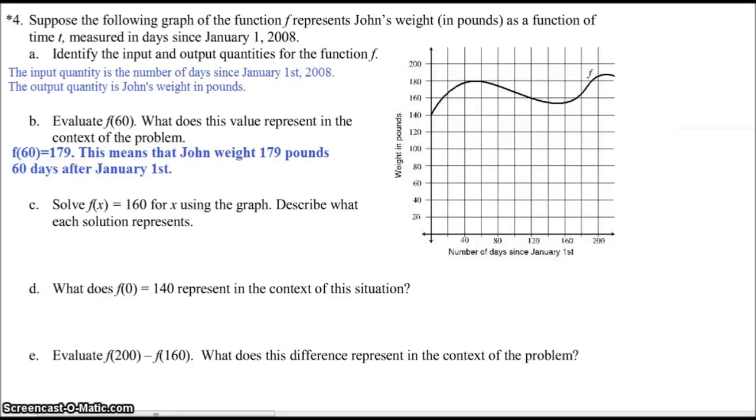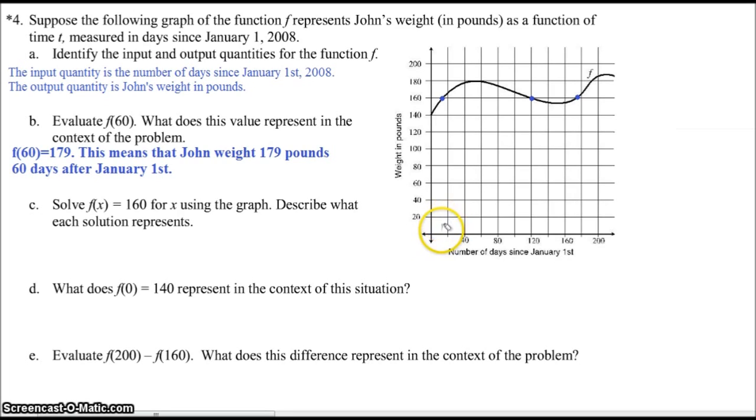Solve f of x equals 160 for x using the graph. Describe what each solution represents. So if we look at our graph, when f of x, the function output, is 160, that means that John's weight in pounds is 160. We can see that that occurs here, and it also occurs right here and right here. There are 3 corresponding x values. That means there are 3 different days when John's weight was 160.